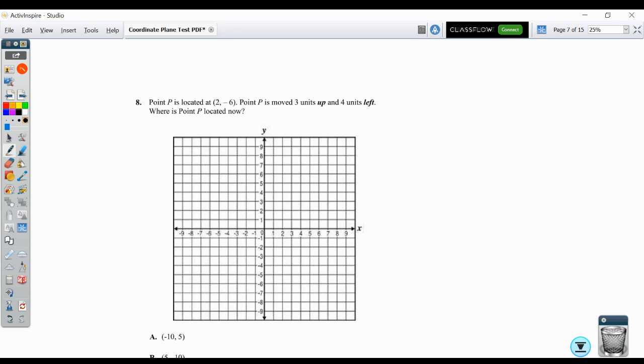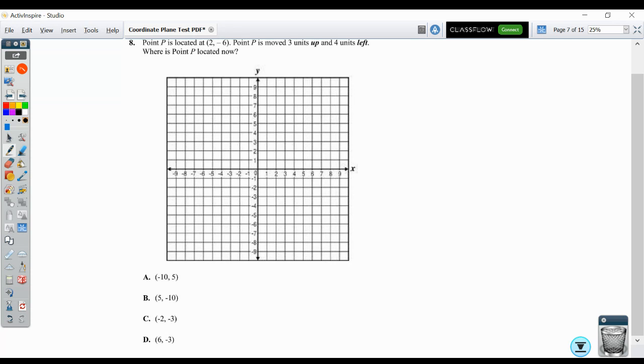Question 8 says point P is located at 2, -6. Point P is moved 3 units up and 4 units left. Where is point P now? Okay, so I've got point P at 2, -6. So that's 2 this direction, and -6 is down. So I'm going to go 1, 2, and then 1, 2, 3, 4, 5. So I'm right here.